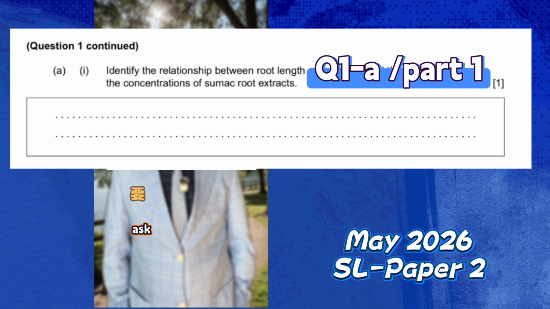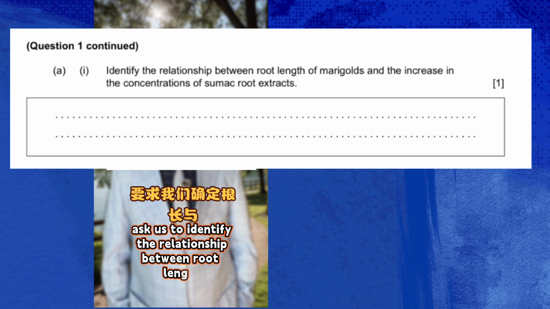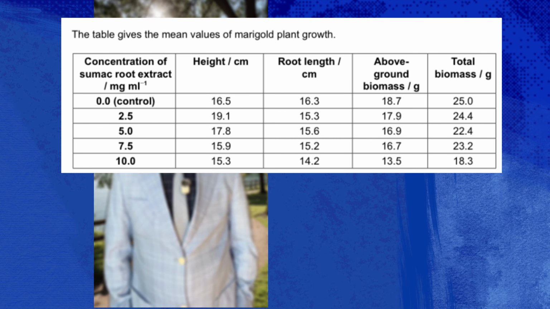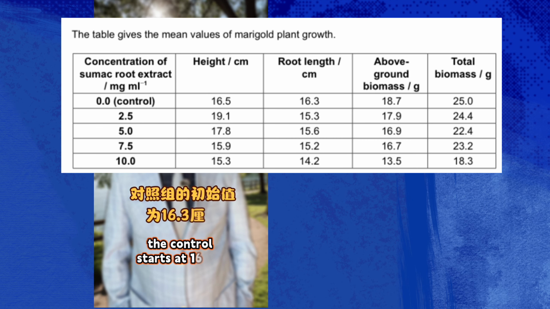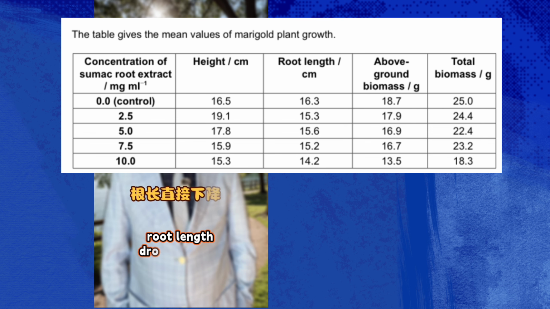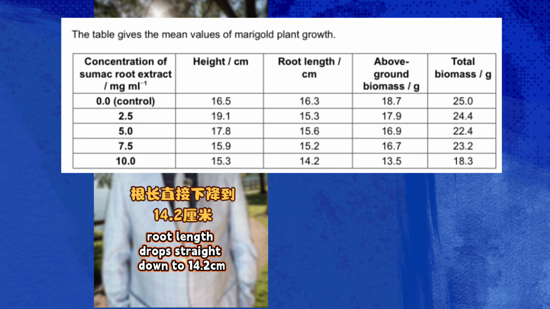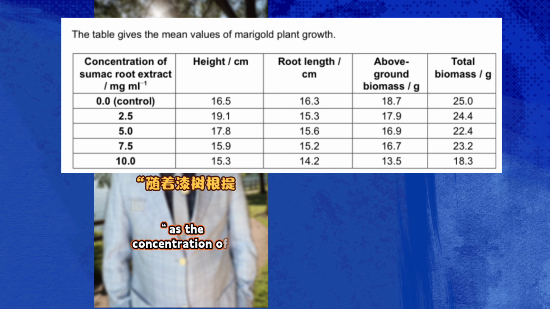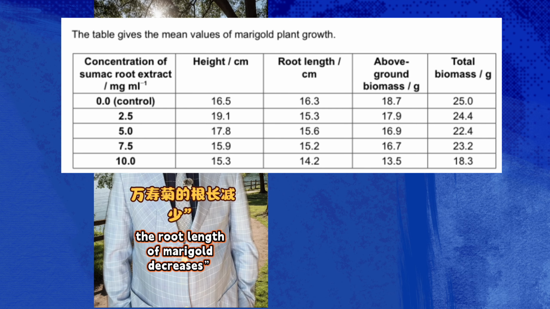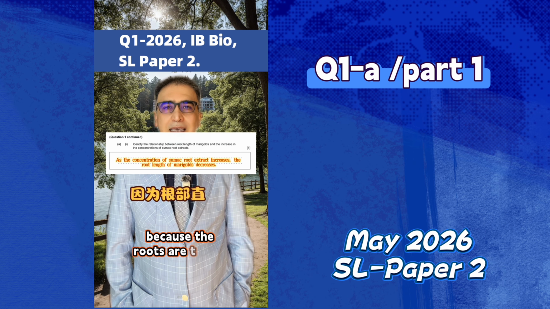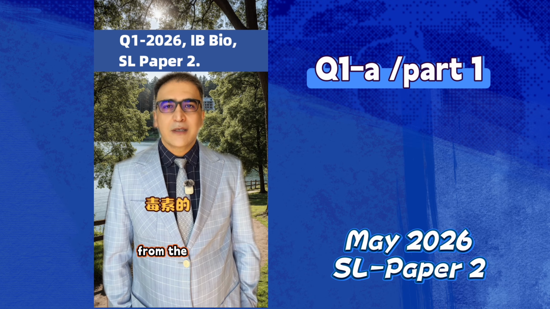Question part 1 asks us to identify the relationship between root length and extract concentration. If you look at the table, the control starts at 16.3 centimeters. As the chemical dose goes up, root length drops straight down to 14.2 centimeters. So your exact answer for the box is, as the concentration of sumac root extract increases, the root length of marigold decreases. That's a textbook negative correlation because the roots are taking a direct hit from the toxins.